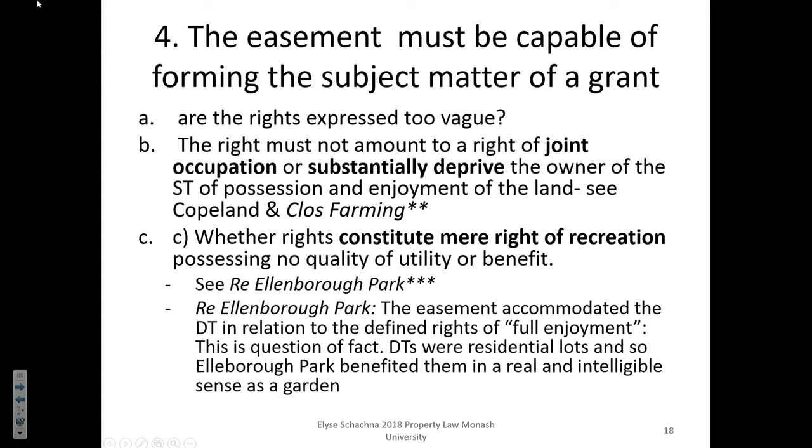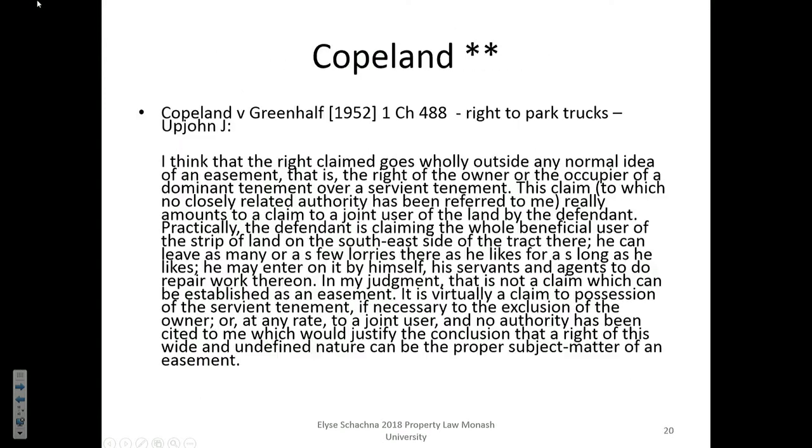So we need to really compare and contrast this case to any cases that we get that might be merely recreational and work out, is it actually providing quality and benefit to the DT, the land of the DT? And if so, just like in Ellenborough Park and just like in Riley, it will be the subject matter of the grant. It will be valid. But if it's different, if it's watching Foxtel, watching a movie, playing PlayStation, something like that, that might be a right of recreation possessing no quality of utility or benefit.